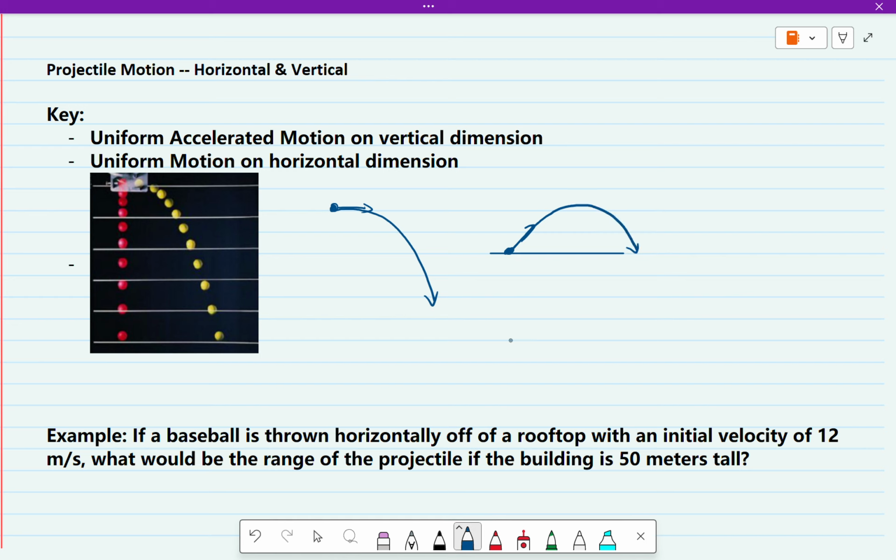And the final type is firing with an angle from a certain altitude. So we have some altitude right here and we still fire it with an angle, so it will look something similar to this. Okay, so to understand how we should approach projectile motion, we should look at this picture right here.